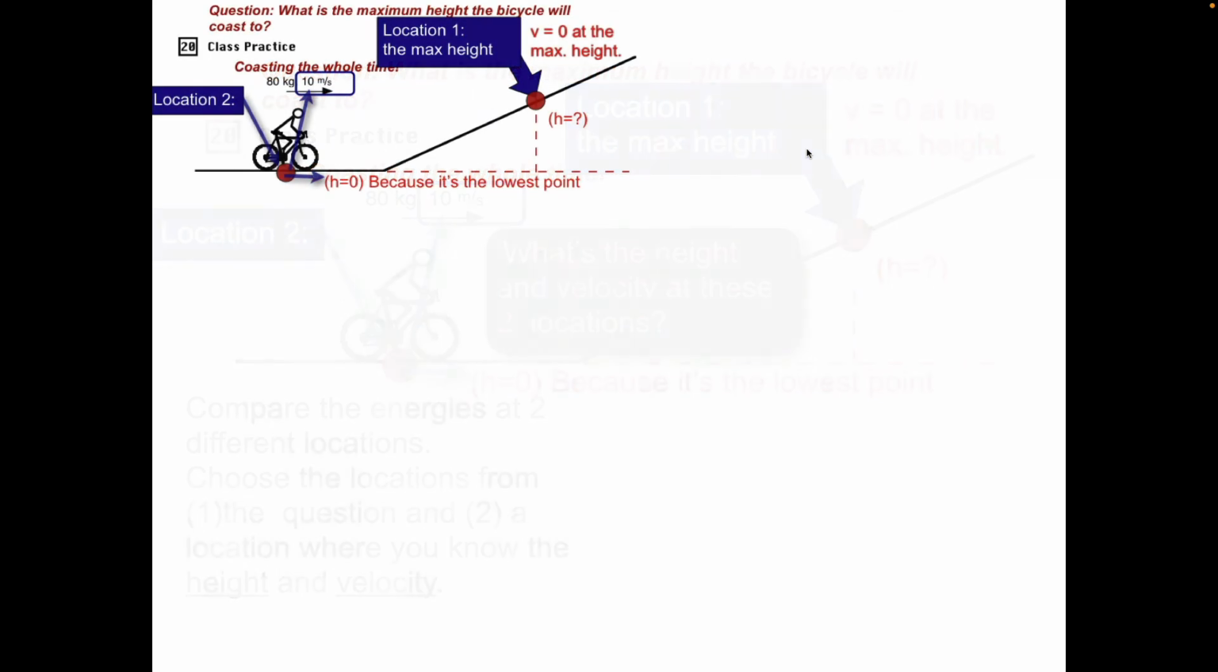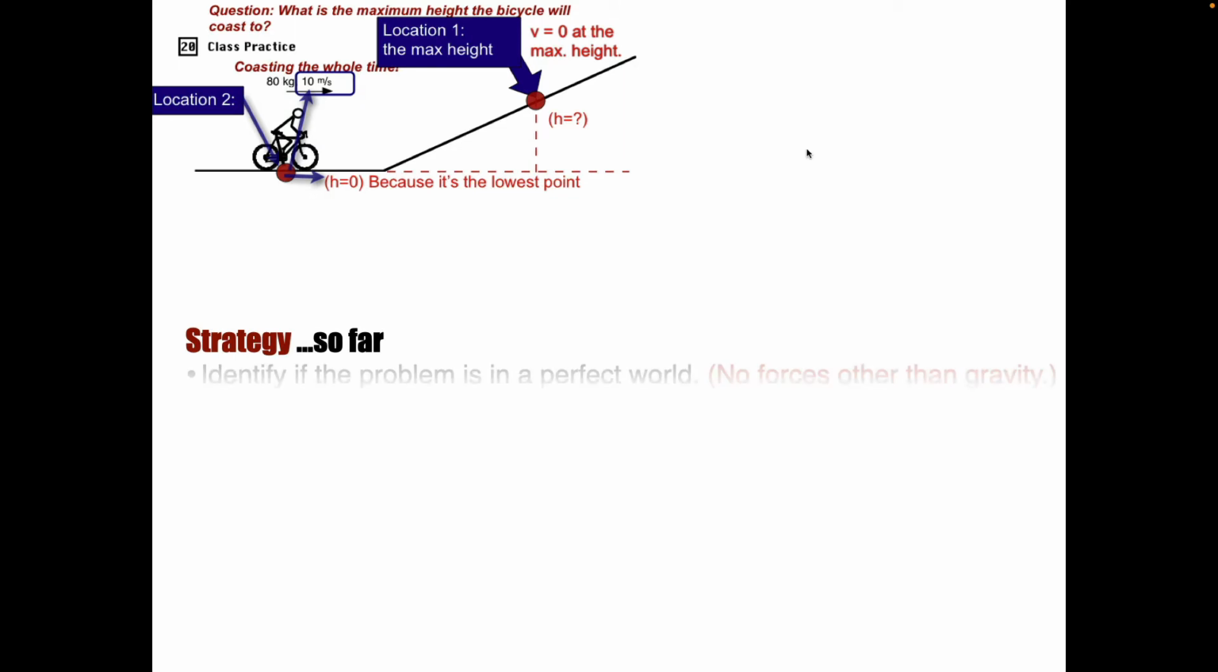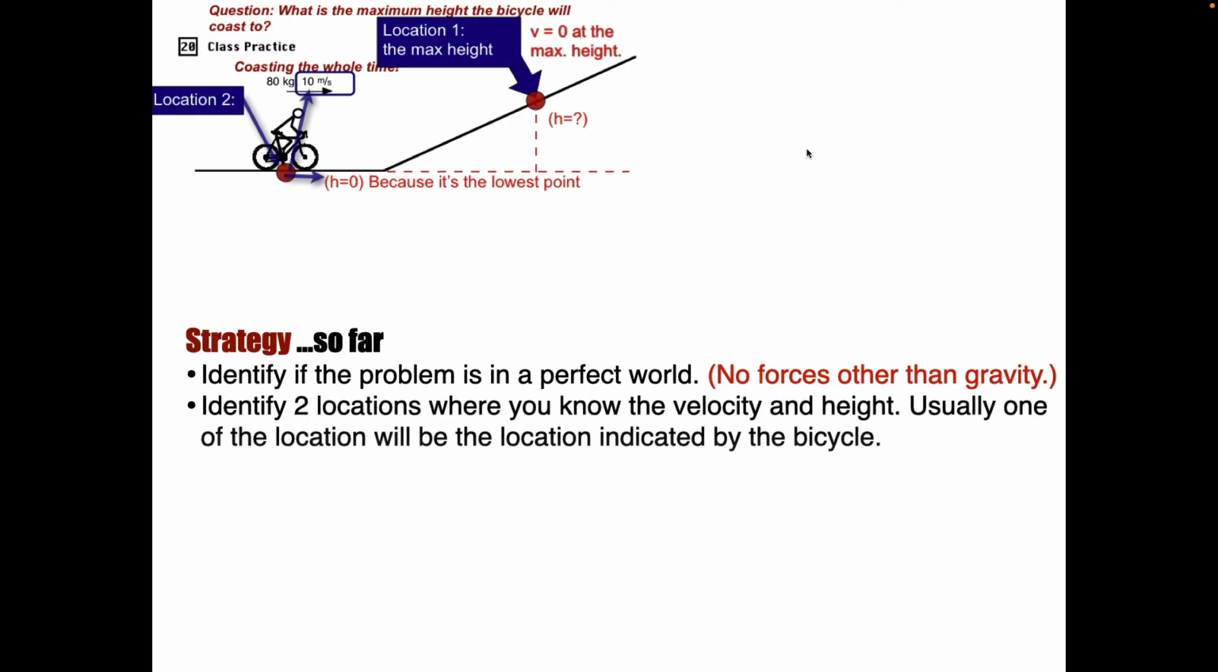Okay, let me shrink this down, make some space. So my strategy so far, I'm going to identify the fact that the problem is in our quote-unquote perfect world. In other words, I don't have any forces other than gravity. And then I'm going to identify two locations where you need the velocity and the height. Usually one of the locations will be the location indicated by the bicycle in this case, and the other one's by the question itself. So maximum height.